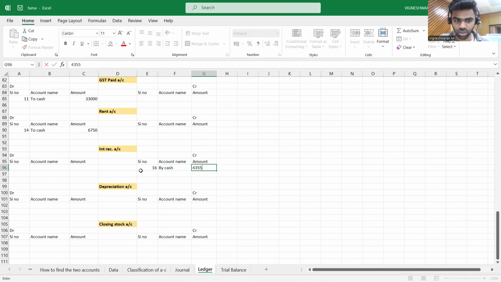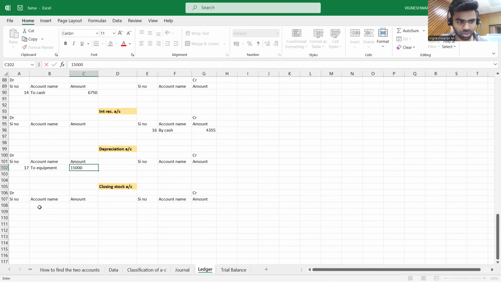4355. Depreciation on the 17. Account on the to equipment, amount 15,000. Closing stock on the 18th one to purchase, 23.